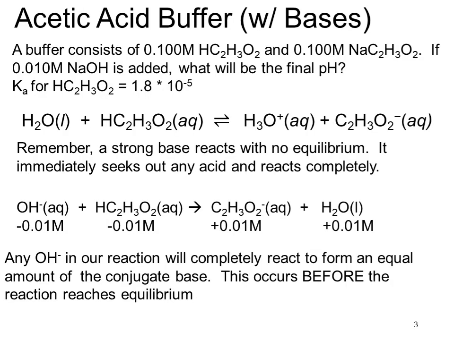Let's start with an acetic acid buffer. It's a very, very commonly used buffer. The buffer consists of 0.1 molar acetic acid and 0.1 molar sodium acetate. If 0.01 molar NaOH is added, what will be the final pH? Okay, it's a lot of information.